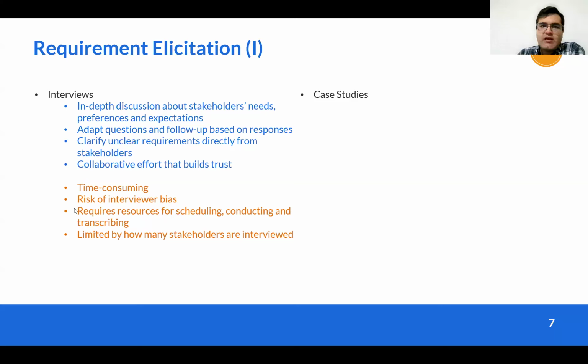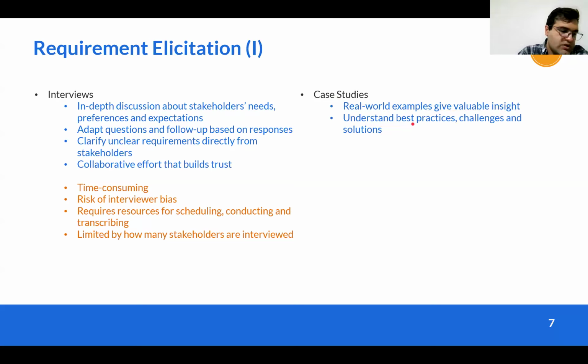Okay, case studies is when you look at real world examples of systems that have been developed, of problems that have been faced, and you take lessons from that. Okay, so using case studies lets you know what the best practices are. Okay, this is how people usually do things. This is how you should probably do things. Okay, you're not tied down to those methods, but it's something that can make your process smoother. Okay, what challenges were faced, what solutions were used to face those challenges.